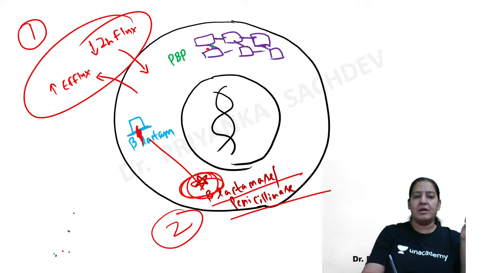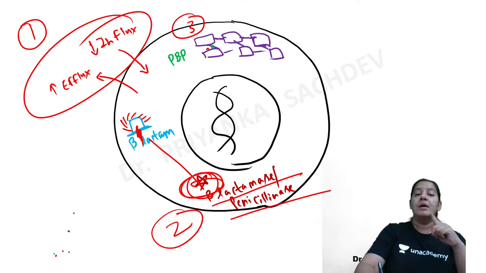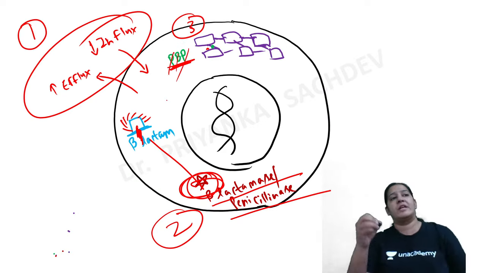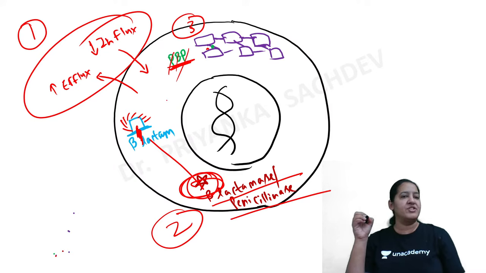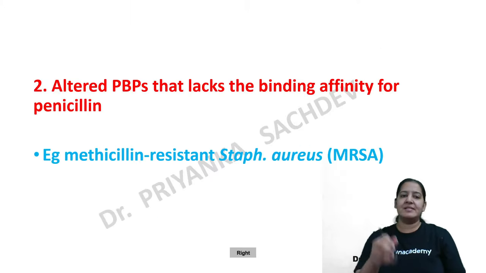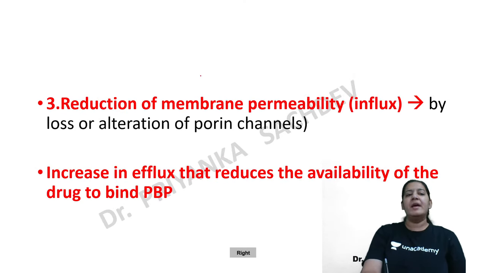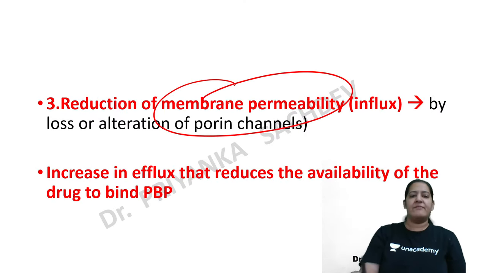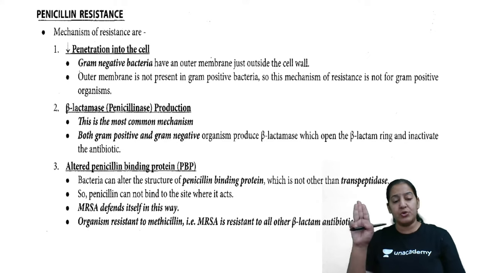लेकिन humans are smarter, so they have covered the ring with the side chain. अब उसके लिए उसने निकाला थर्ड मैकेनिज्म. The third mechanism is altered PBB, altered penicillin binding protein. Everyone give me a thumbs up. Everyone. Jitne audience utni thumbs up. So have you got it? The three mechanisms. So first one is the enzyme, second one is the altered PBB, and the third one is the decrease influx and increase efflux. So these are the three mechanisms, very, very important for the resistance.